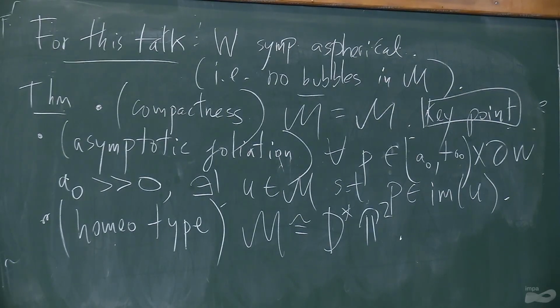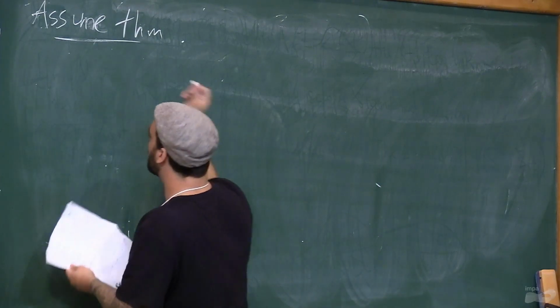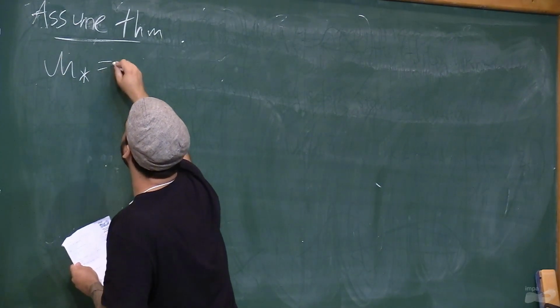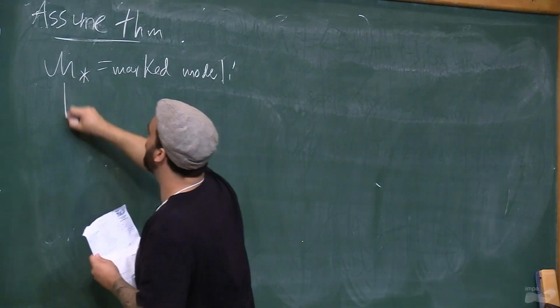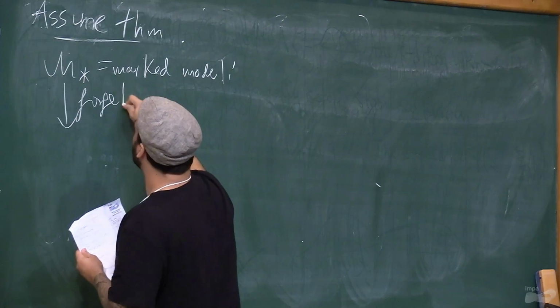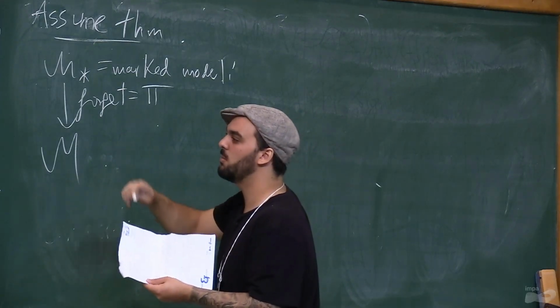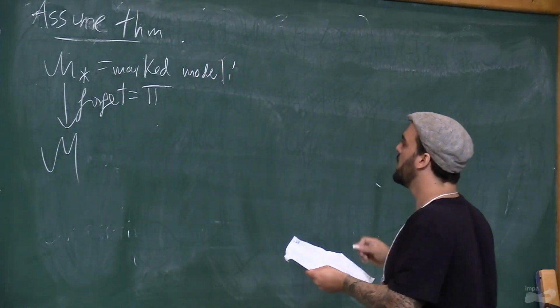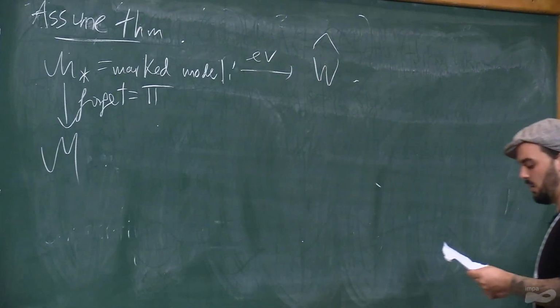So let's assume the theorem. Let me finish the proof. This is the whole workhorse result, where all the hard stuff is hidden. So assume the theorem, and we've got the following picture. We have the marked moduli space. We have a forgetful map, which forgets the marked point. It's called pi. So here's a four-dimensional moduli space, here's a six-dimensional object, and we have an evaluation map to the completion of W.